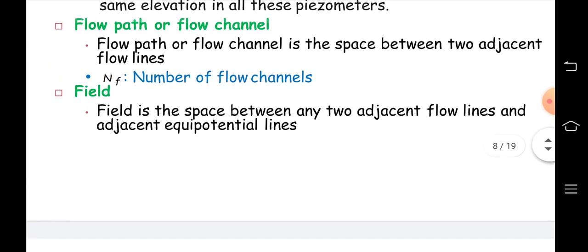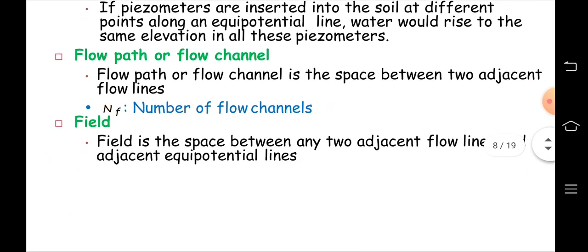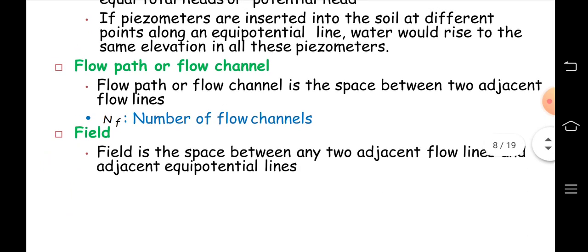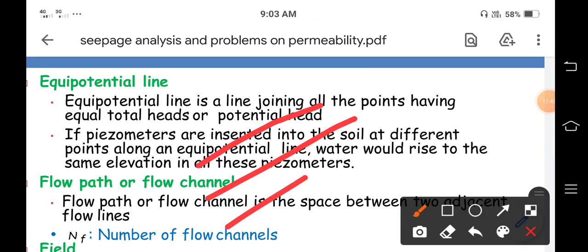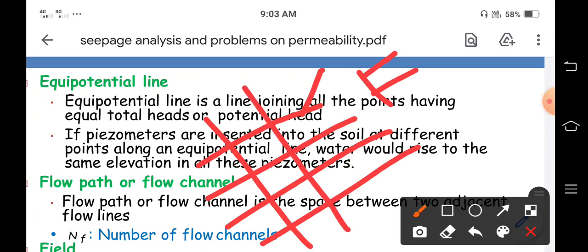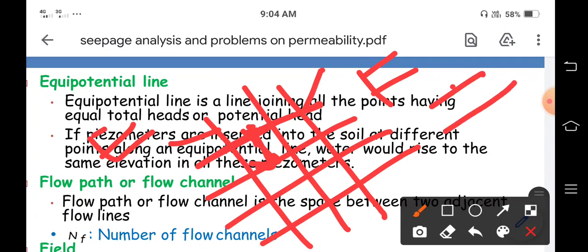Next is the flow path or flow channel. What is the flow path or flow channel, and what is meant by a field? We know that the flow net is a combination of flow lines and equipotential lines. A flow channel is the space between two flow lines. These horizontal lines are flow lines, and the vertical distance between two flow lines is called a flow channel. It looks like a channel.